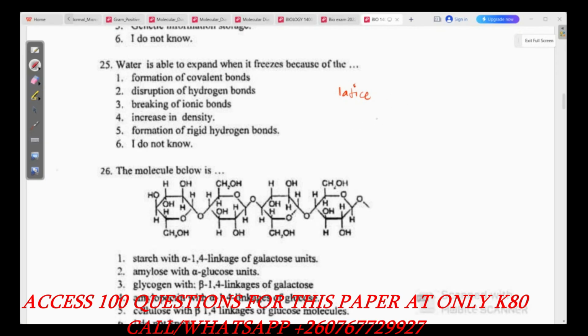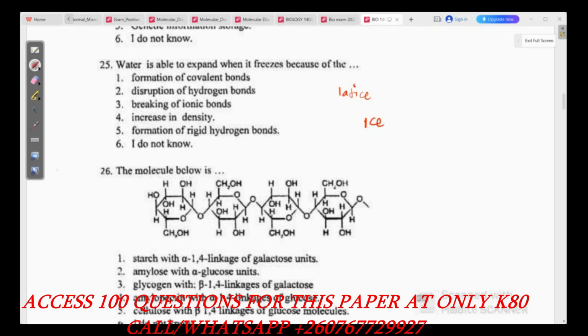So those spaces are what makes ice to be less dense as compared to the fresh water, because there are those spaces. And it's also the reason why the volume of water expands when you freeze it, because of those lattice spaces. So water is able to expand when it freezes because of the formation of covalent bonds.